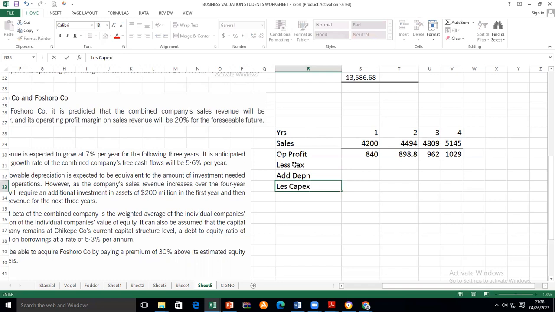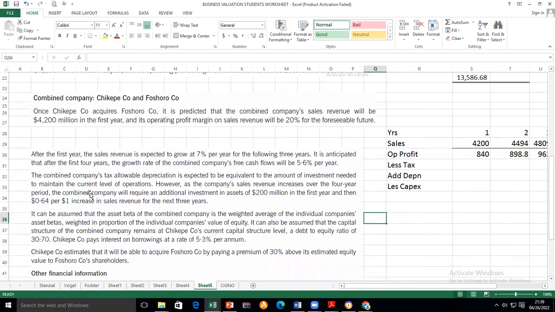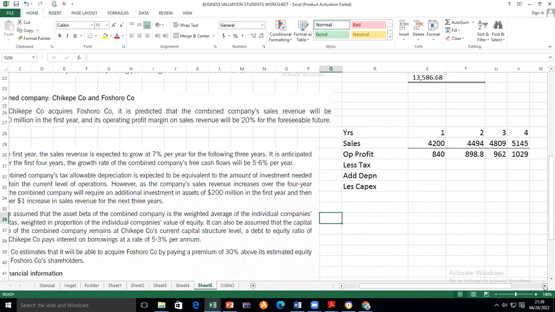Now let's just check what has been given here. It is anticipated that after the first 4 years, the growth rate of the combined free cash flow is 5.6. We'll come to that later. The combined company's tax allowable depreciation is expected to be equivalent to the amount of investment needed to maintain the current levels of operations. Let's come here. Let's discuss it.